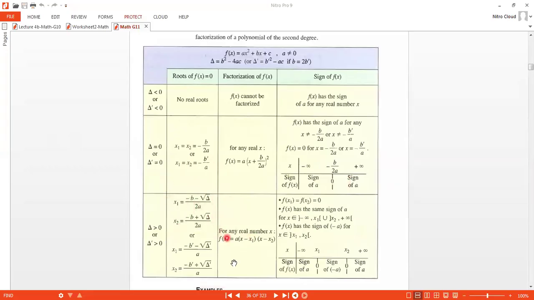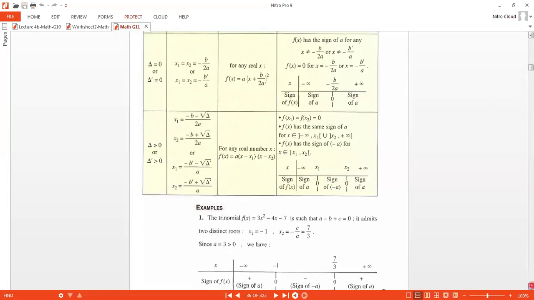And what if we have two roots? Then we put the two roots on the table. We always have same sign of a, opposite sign of a, same sign of a, or in a different way, inside the roots, opposite sign of a. Let us solve some of the exercises. So that was our lesson, but we solved a lot of exercises.